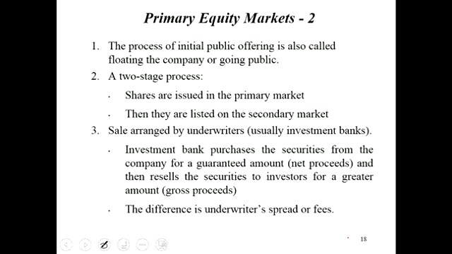So they're only ever issued once in the primary market. Once that's happened, typically they are listed on a secondary market. Very few are unlisted. Most of them will go on to the secondary market, where they'll then be traded amongst investors from that point.